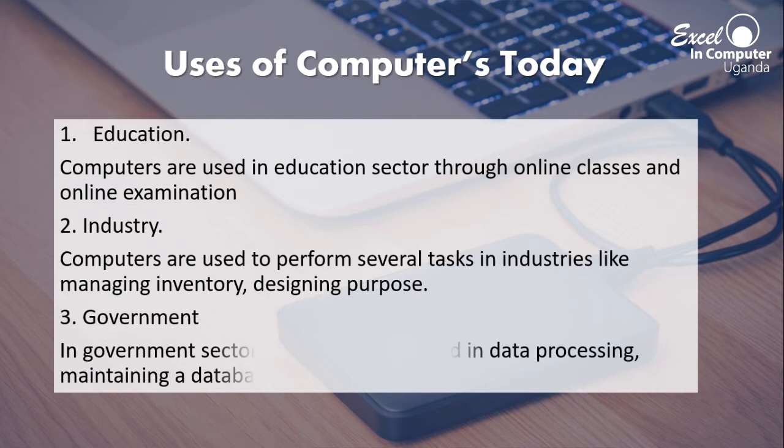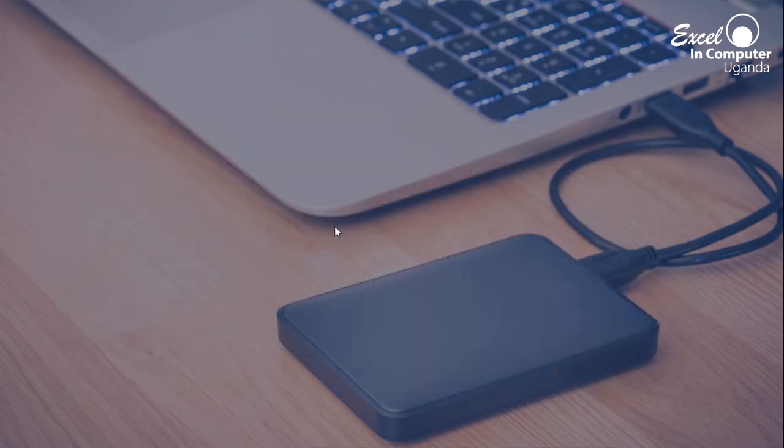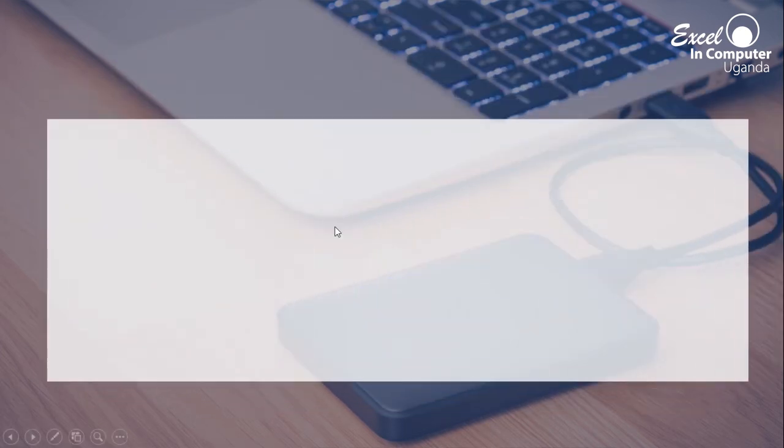Government. In the government sector, computers are used in data processing and maintaining a database. Imagine if you were to write all Uganda's data, all details for people, in a book. How many books would you use? But when you use a computer, you use the software in it, you can have all that data in one place rather than different books that would fill libraries and libraries.